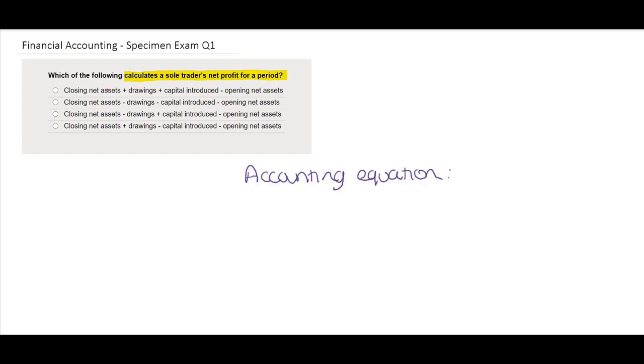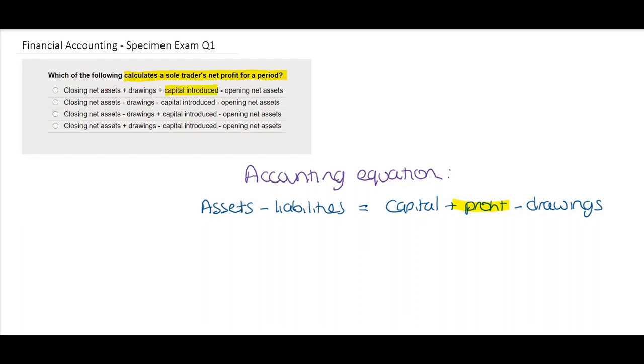If we look at our accounting equation, assets minus liabilities is equal to capital plus profit minus drawings. We can use this to help us work out the profit figure. One thing we can see from the solutions that we've been given is that each of them includes capital introduced rather than the capital balance, and so therefore we're only looking at movements in our current year.